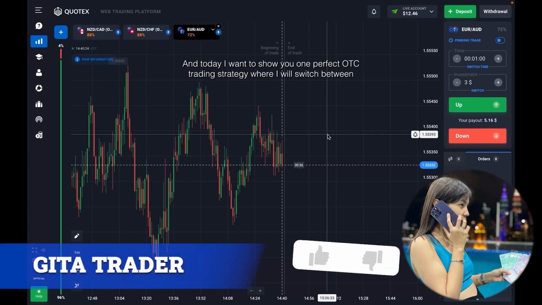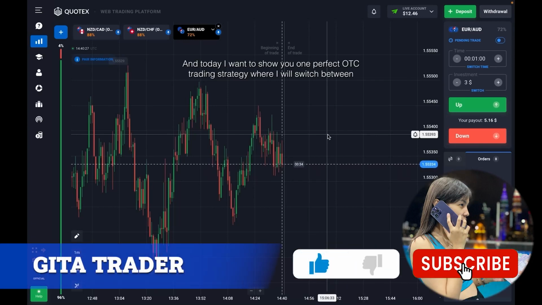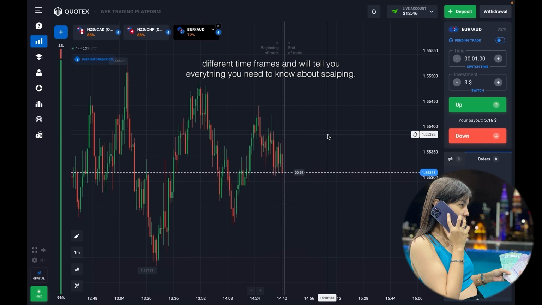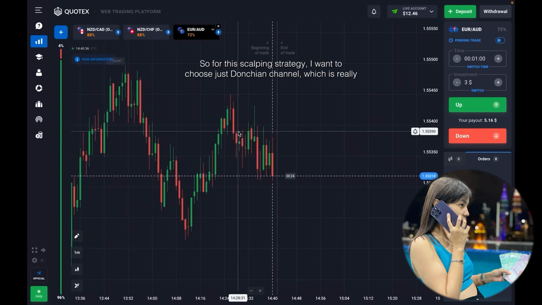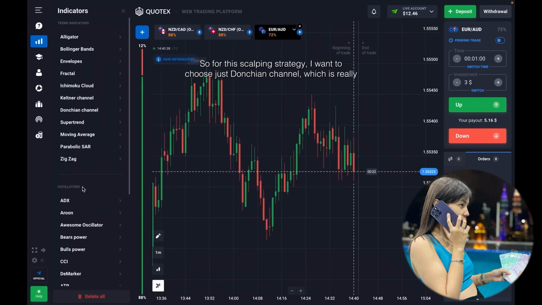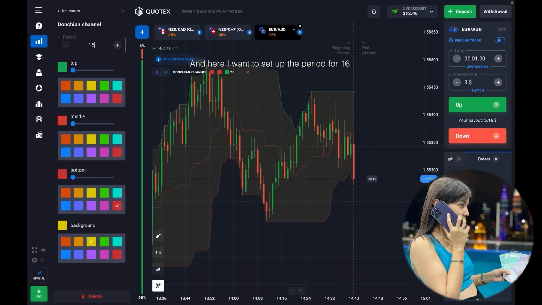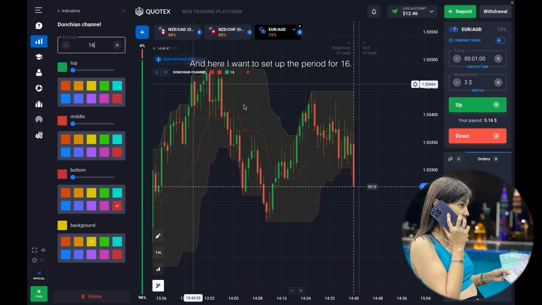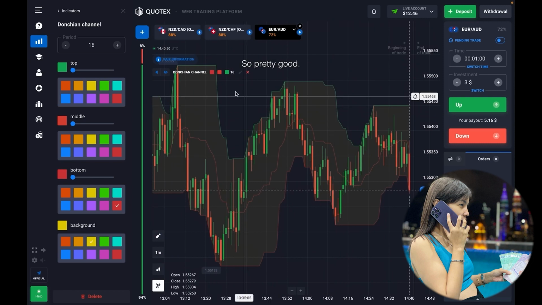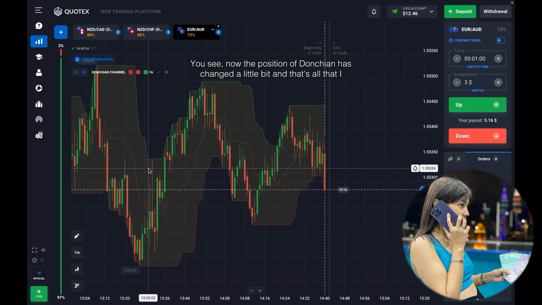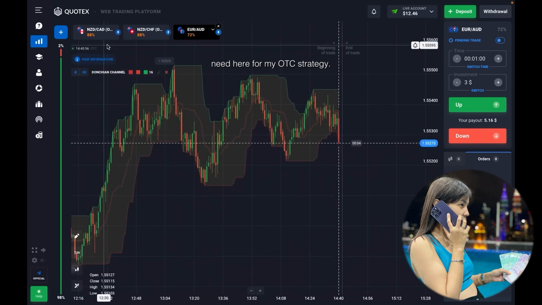Today I want to show you one perfect OTC strategy where we'll switch between different time frames and we will tell you everything you need to know about scalping. For this scalping strategy I want to choose the Donchian channel, which is a really interesting indicator, and here I want to set up the period for 16. Pretty good. We see now the position of Donchian has changed a little bit, and that's all that I need here for my OTC strategy.